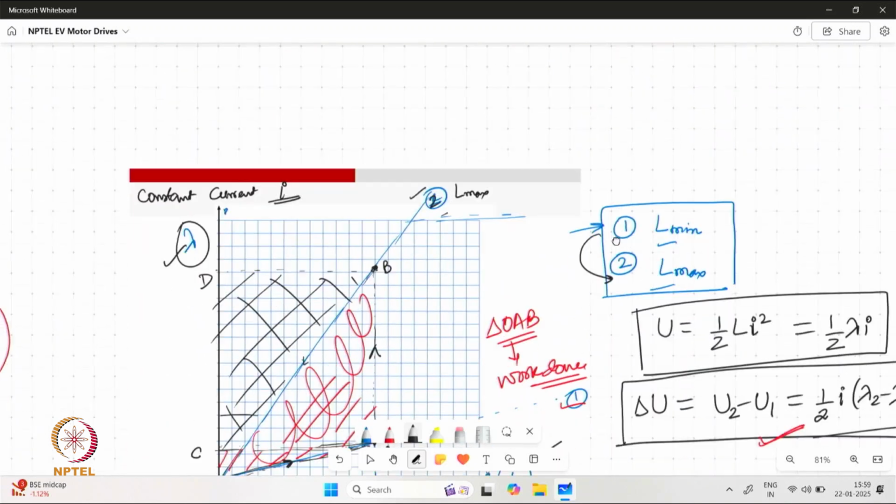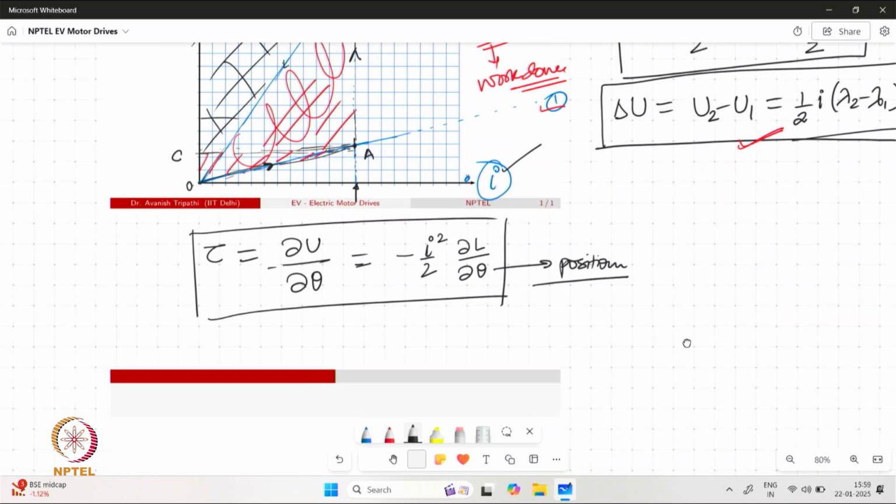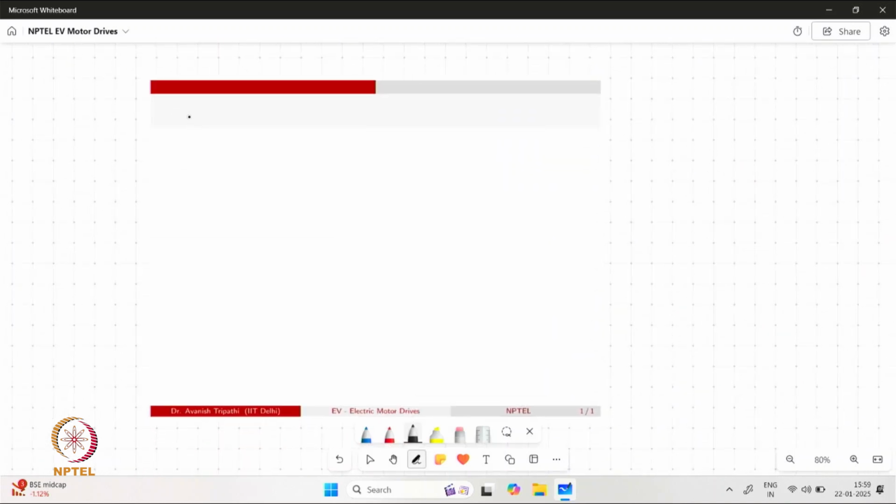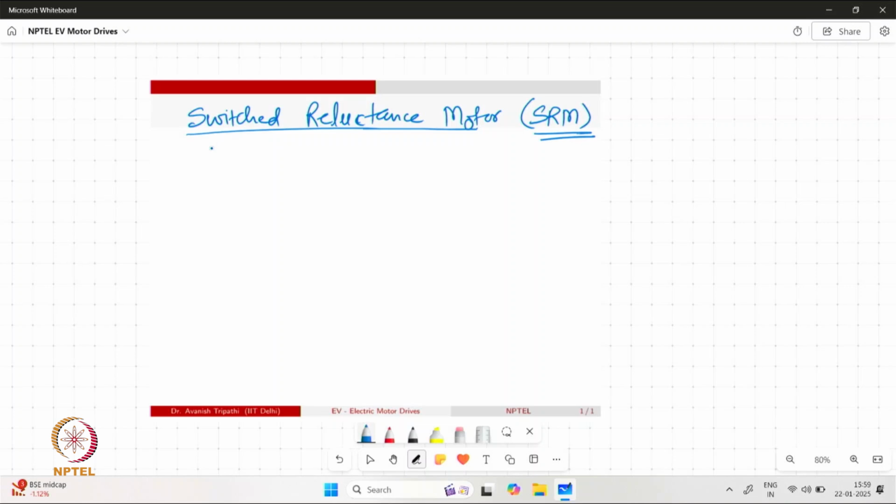Now this has direct correlation with the motors which are basically operating on the principle of reluctance. So the switched reluctance machine is one example of achieving rotary motion on the basis of the change in reluctance.